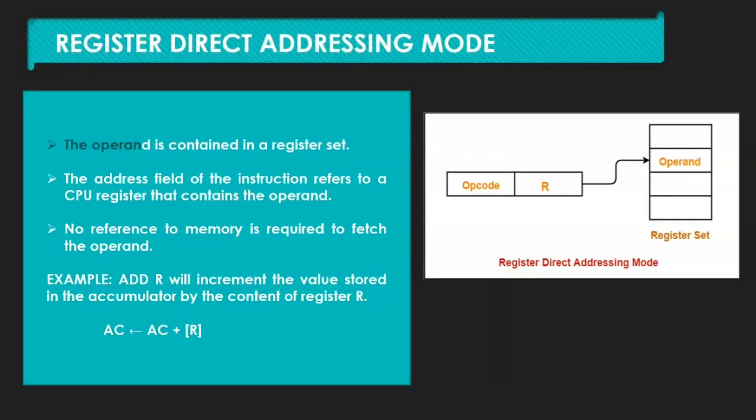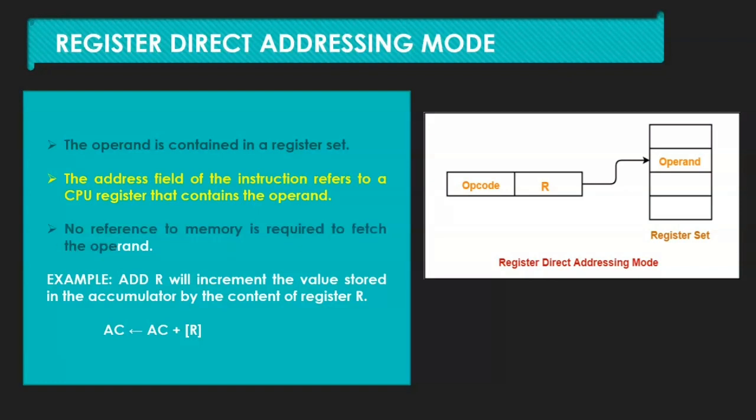In the register direct addressing mode, the operand is contained in a register set. The address field of the instruction refers to the CPU register that contains the operand. No reference to memory is required to fetch the operand.